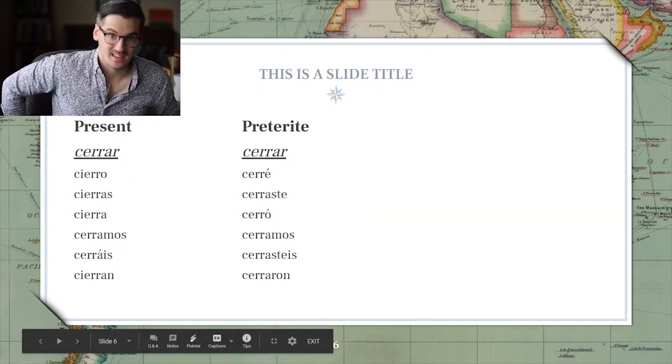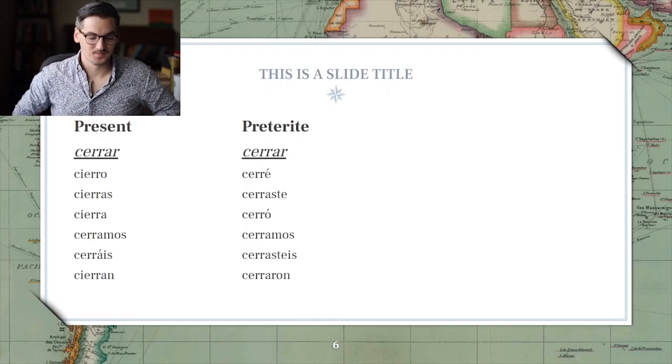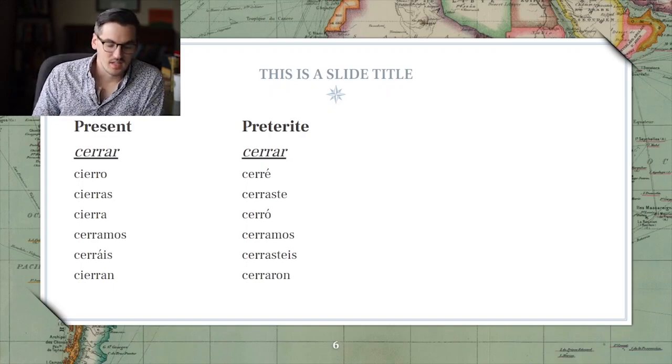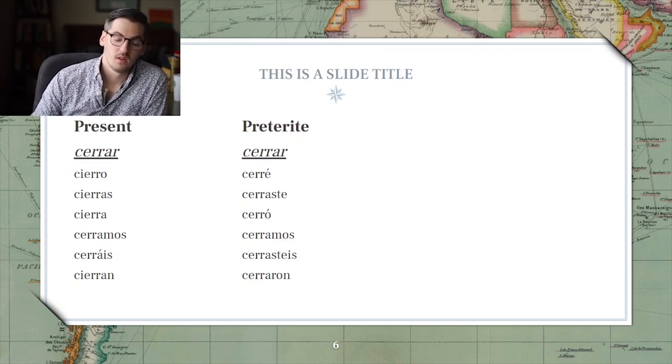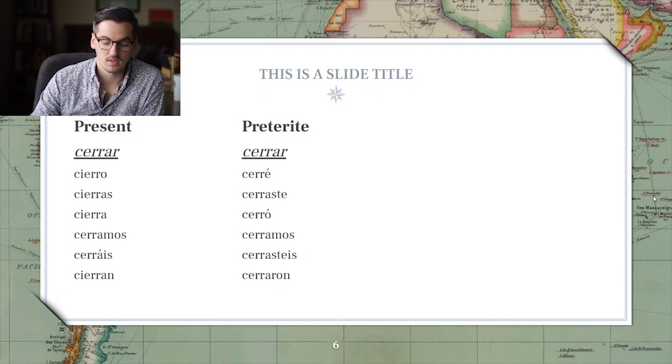Cerrar. Okay, let's look at cerrar. The present tense for AR verbs, the endings are o, as, a, amos, áis, an. Everyone should know that, like the back of their hand. The preterite tense for AR verbs is the typical é, aste, ó, amos, asteis, aron. But notice, cerrar is an E to IE root changing verb in the present tense, and it doesn't change in the preterite tense. It is just CE, not CIE, for cierro, cierras, cierra.